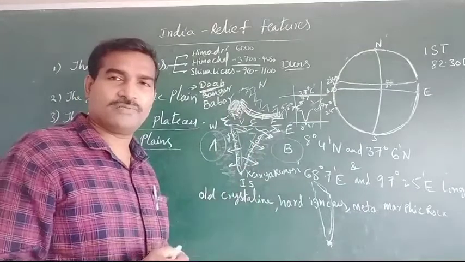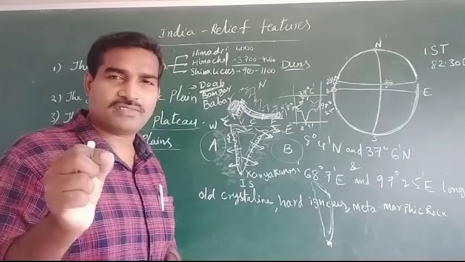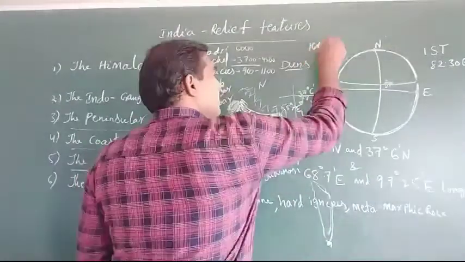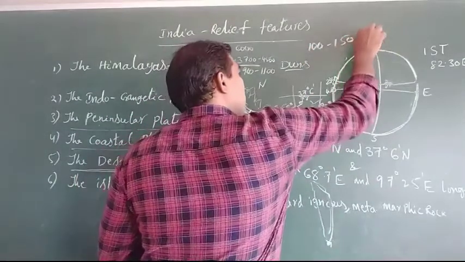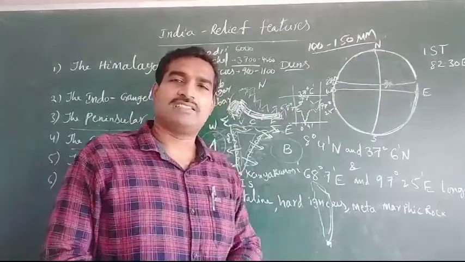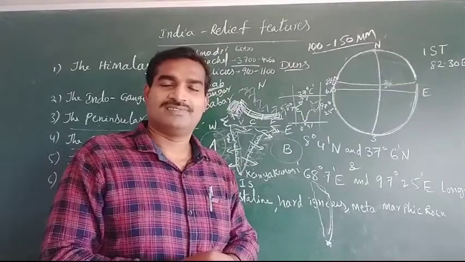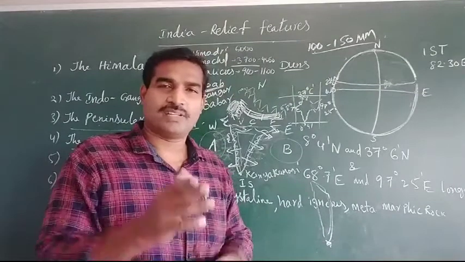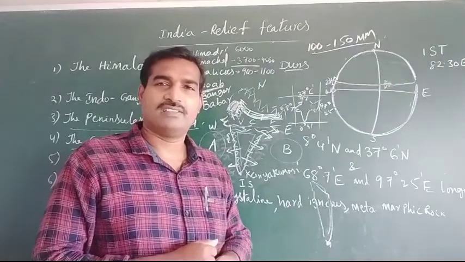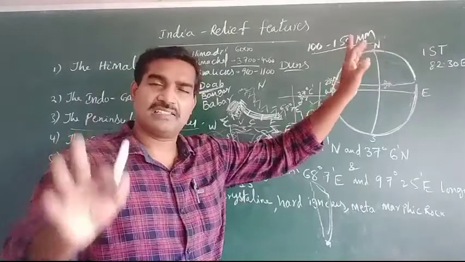So how much annual rainfall is recorded in the Thar desert? Do you know? 100 to 150 millimeters only. Generally, rainfall is measured in centimeters, but here very little rainfall is recorded, so they decided to measure in millimeters, meaning very little.